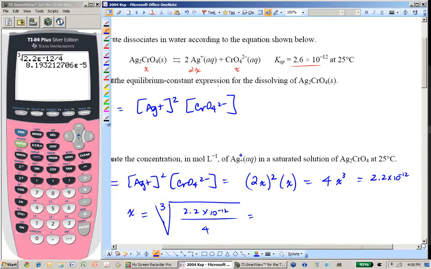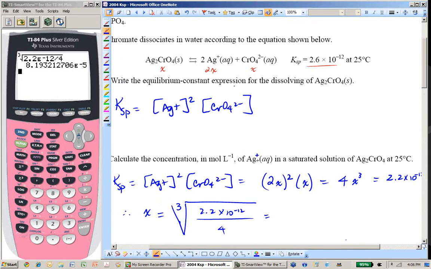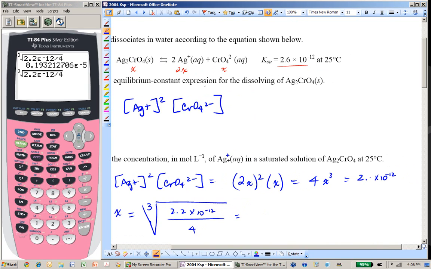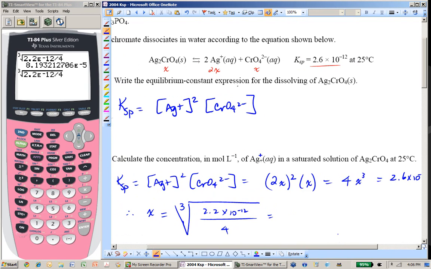Hang on a minute. Do I have something written wrong? Yes, I do. It's 2.6. Duh. I wrote it wrong here because I saw that 2x. I'm so sorry. Okay, so let's try it with a 6 here. And I bet we get the right answer. Yes, that's more what I like. 8.7 times 10 to the minus 5 molar.